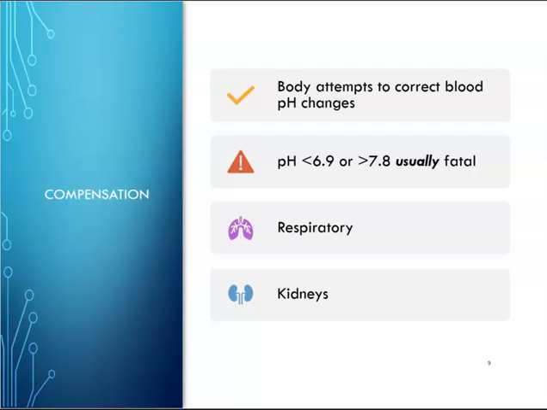When I talk about compensation, I am talking about the body's attempt to correct those pH changes. This says if the pH is less than 6.9 or greater than 7.8, that it is usually fatal. But pay attention when it says usually. It does not state always. These are two different things. Some people will constantly live in an acidotic state. That might be their normal. Just keep in mind that everybody has a different baseline for their pH. So my baseline might be different than yours.